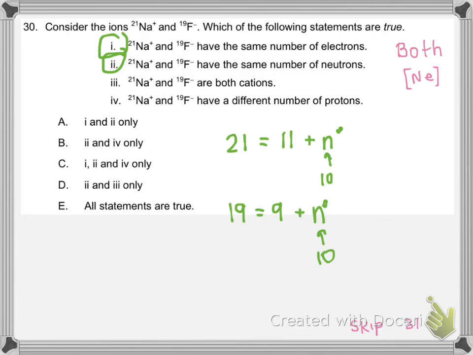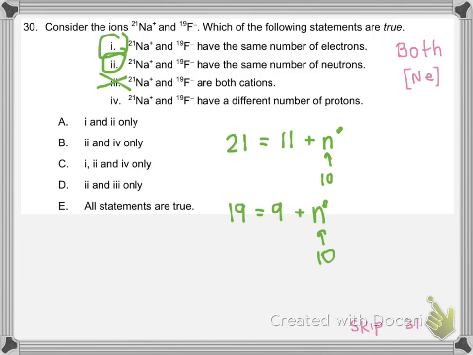The third statement says sodium ion and fluoride ion are both cations, and that is false. Fluoride is an anion, so it can't be a cation. Cations have to have positive charges. The T in cation is kind of like a plus. That helps us remember.